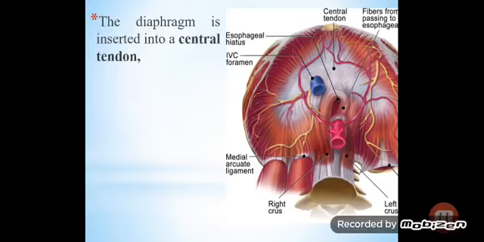The diaphragm is inserted into the central tendon. So this is the origin, but the insertion is in the central tendon. As you see, this white region has this shape. Imagine that if you look at the diaphragm from the lower side, from the side of the abdomen, you will see this figure. So this white shape refers to the central tendon. It has the shape of 3 leaves.